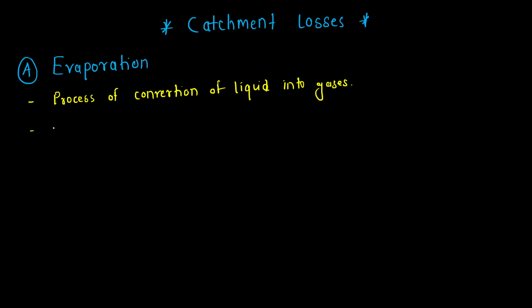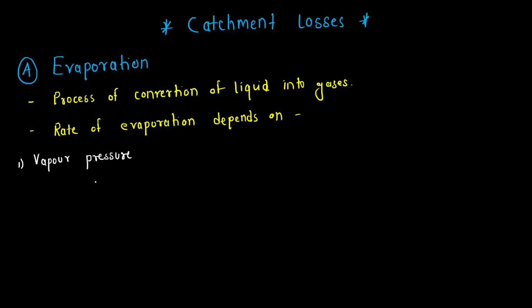This process is called evaporation. Now the rate of evaporation depends on the following characteristics or properties. The first one is vapor pressure. In this, write down the rate of evaporation, ROE.